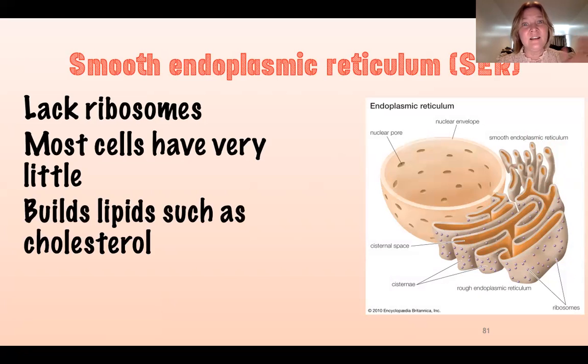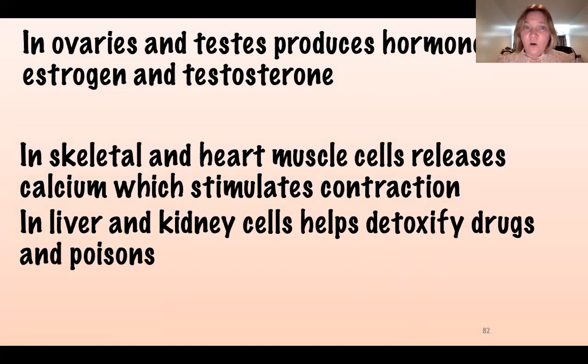The smooth ER does a lot of different things, and you don't have to remember all of them. But giving you some examples, they build lipids like cholesterol. In the ovaries and the testes, the smooth ER produces the hormones estrogen and testosterone. In skeletal and heart muscle, the smooth ER in the cells release calcium, which stimulates those muscles to contract. And in the liver and the kidney cells, the smooth ER helps detoxify drugs and poisons. Now that's the main function of both the kidneys and the liver, is to filter the blood of waste products and toxins.